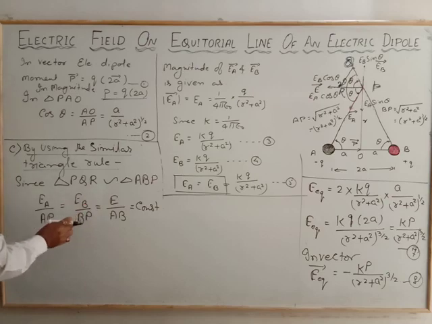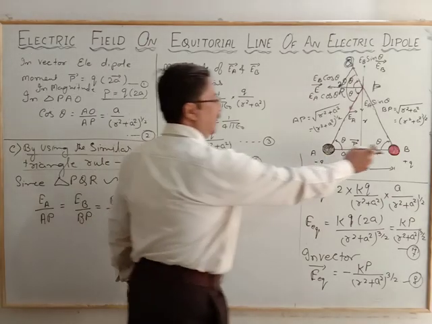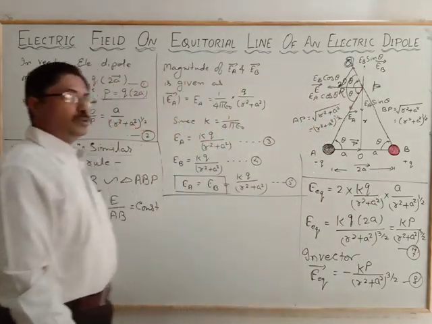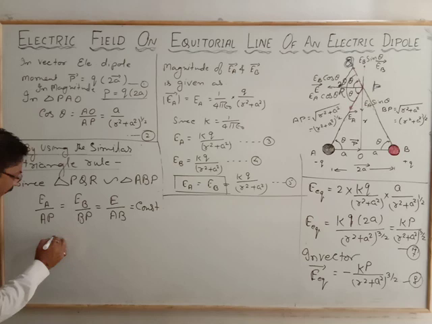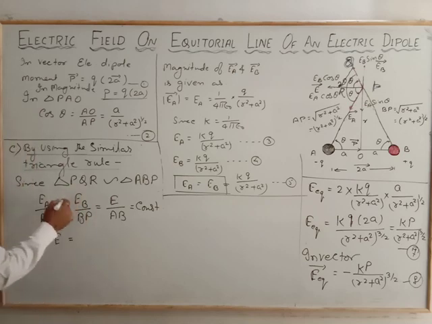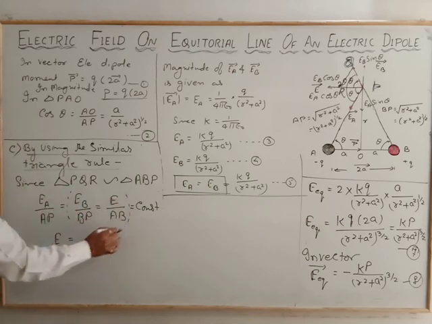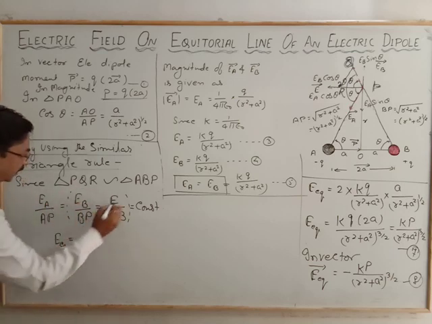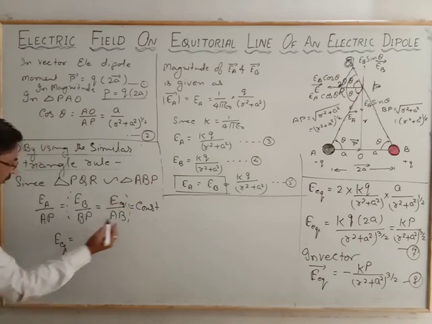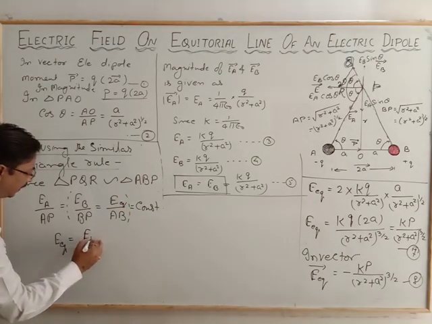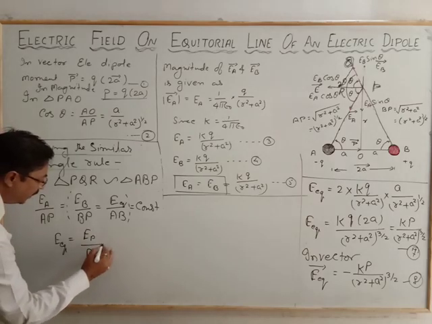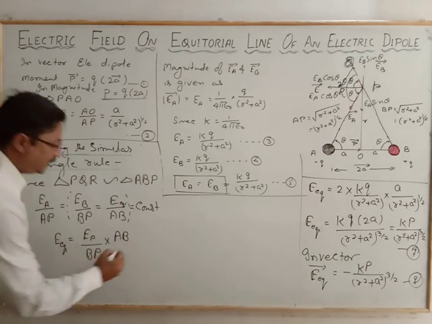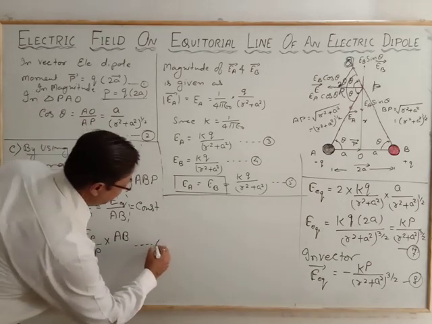And for AB, the distance AB is the length of the dipole, which is 2A, or in vector it will be represented as a 2A vector. So the electric field E is equal to either of these. If we consider these two relations, E for the equatorial is equal to EB by BP into 2AB. This relation is equation number 6.